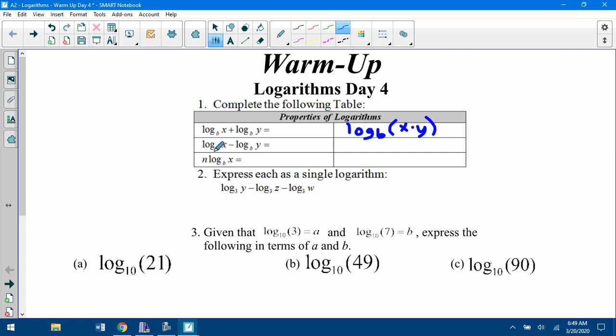How about 2 logs subtracted? Log base b of x minus log base b of y. 2 logs subtracted becomes 1 log divided, x over y.